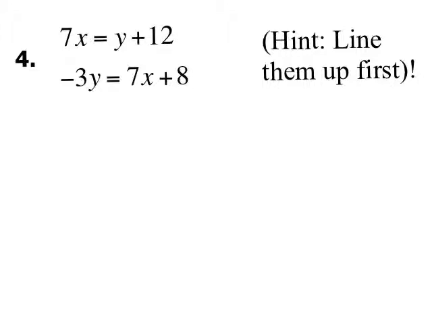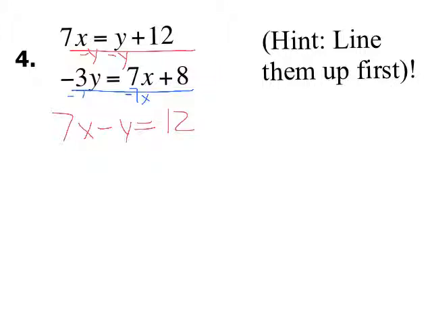So I will do the top one in red, and I will subtract y to the other side. So I have 7x minus y equals 12. I'll do the bottom in blue, and I would subtract 7x to bring it over to the other side. And just to line things up, I'm going to put my x first, so negative 7x, my y second, negative 3y. Now I have my equal sign in the right spot, and I'm left with 8 here. So now I have them lined up. X's over X's, Y's over Y's, equal sign over equal sign.